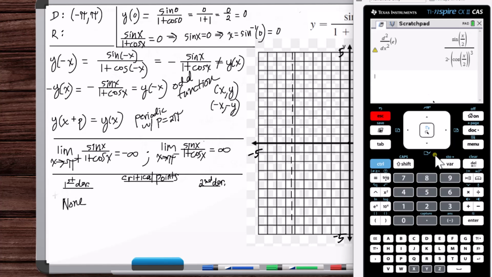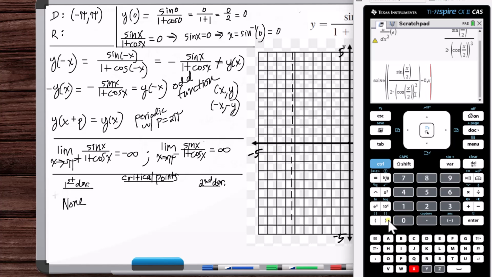Where does this equal 0 for x? Solve for where this equals 0 for x. X is equal to 0, and then x is equal to -2pi and +2pi. So just x is equal to 0.